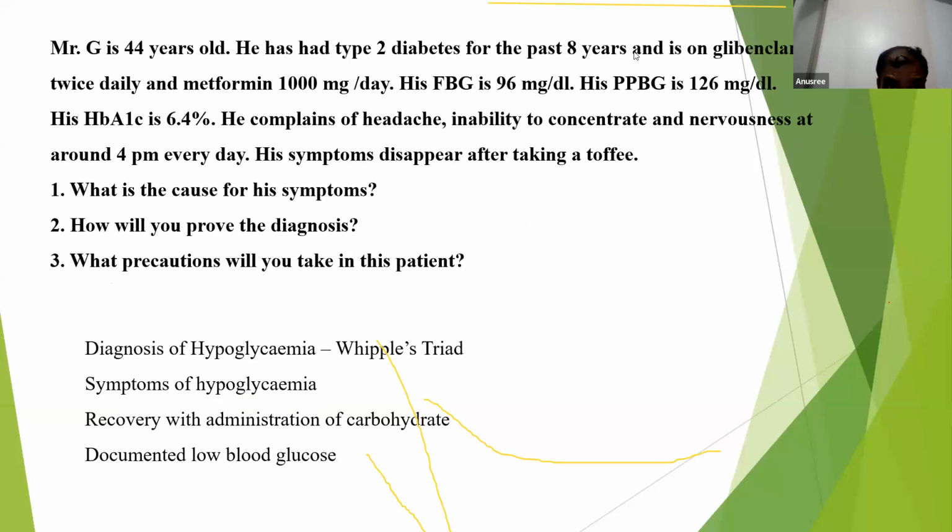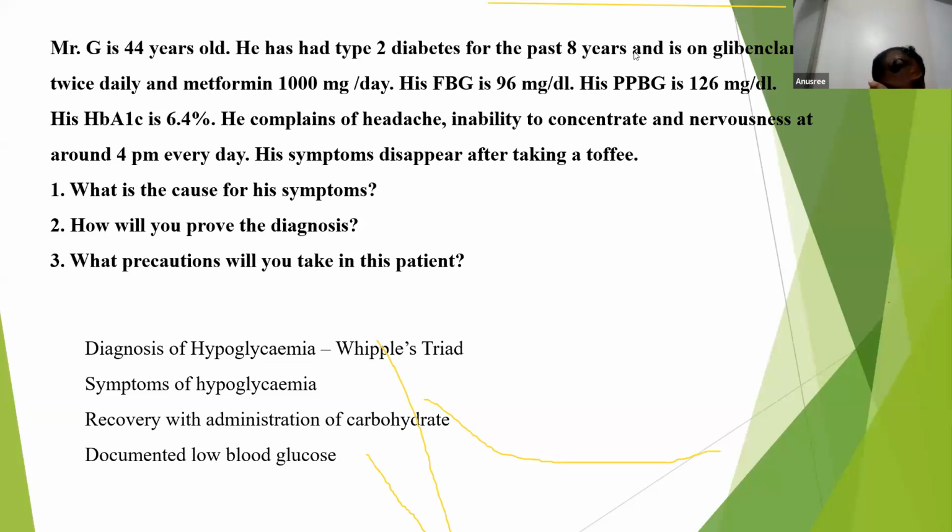Okay. This is another case of a 44-year-old male who's a type 2 diabetic for last 8 years, and he's on glibenclamide twice daily and metformin 1 gram daily. And his fasting sugar is 96 and his postprandial sugar is 126. He complains of headache, inability to concentrate, and nervousness at around 4 p.m. every day. These symptoms disappear after taking a toffee, something sweet.